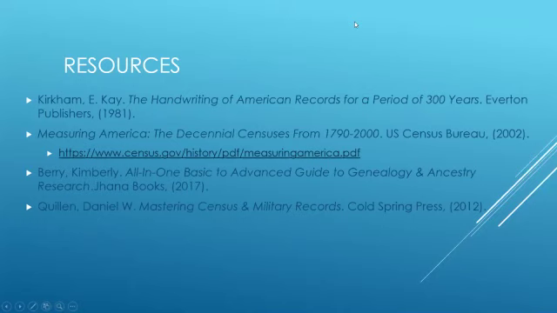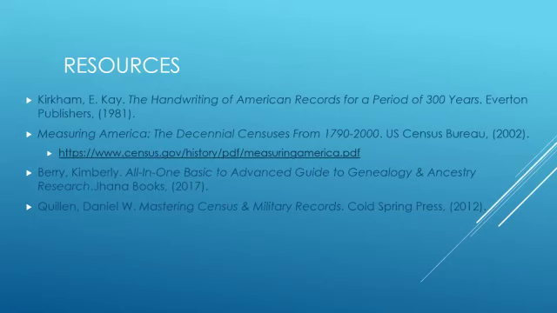Some of the resources that I said I was going to talk about, I have right here. The Handwriting of American Records for a Period of 300 Years was published in 1981. It is out of print, but you can still interlibrary loan this resource. I highly recommend doing it. There are other books out there for learning how to read older handwriting, but I love E.K. Kirkham's book because she has specific charts per year on how things were likely written. I find this to be the best, easiest resource to use.